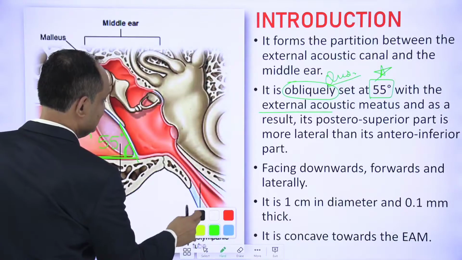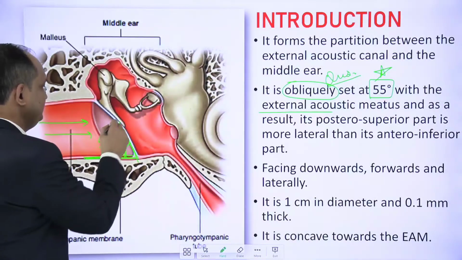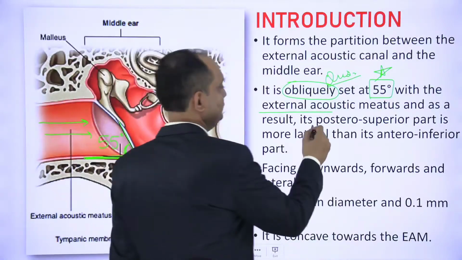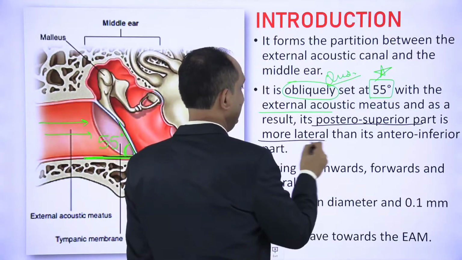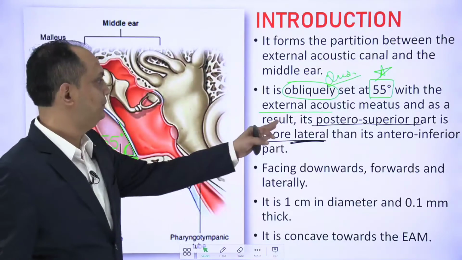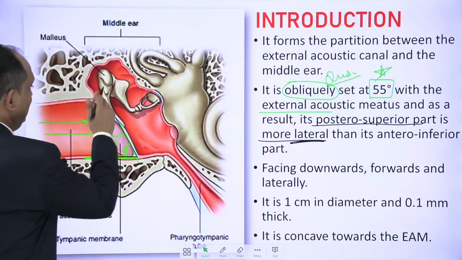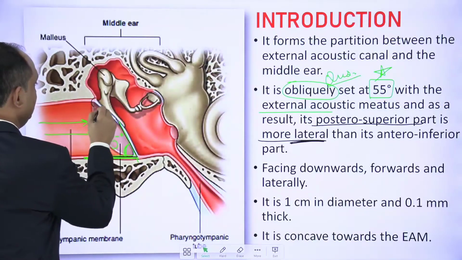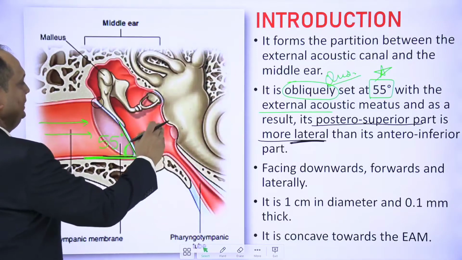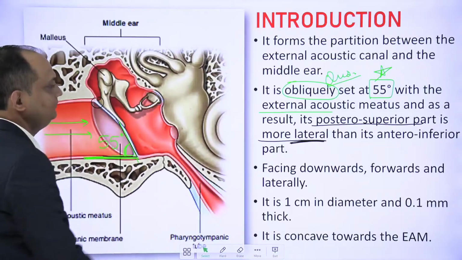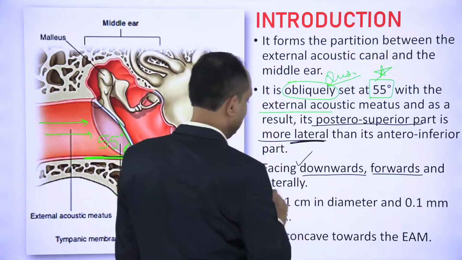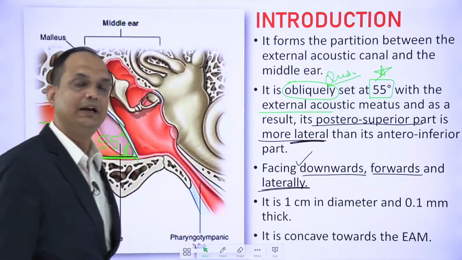Then the second thing is, because of this placement at an angle of 55 degrees, what will happen? Its postero-superior part is more lateral than the antero-inferior part. Clear? So the postero-superior part is more lateral. That means this superior part comes laterally and this inferior part goes medially. That means this oblique placement causes the downward, forward and lateral placement of the tympanic membrane.